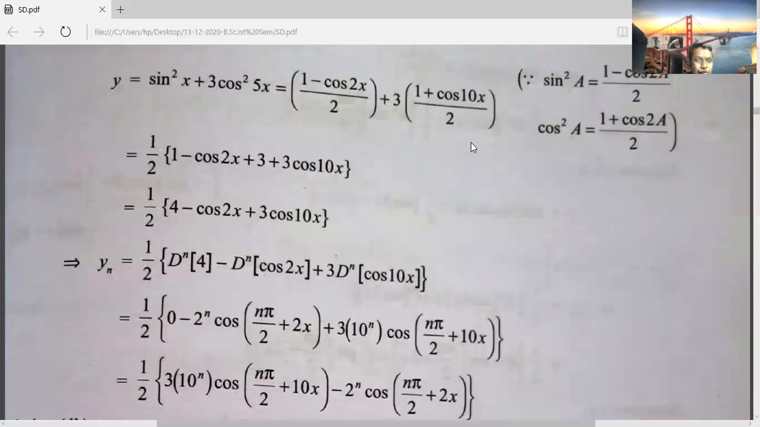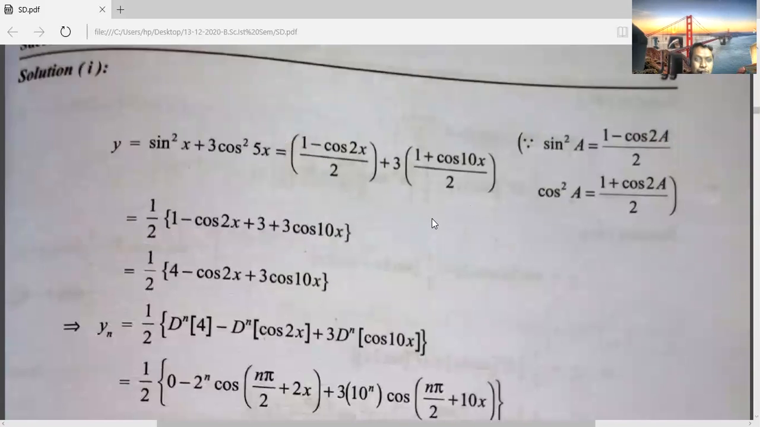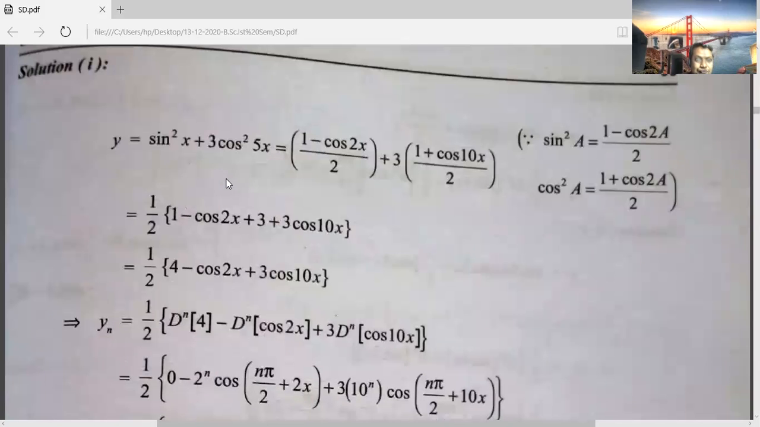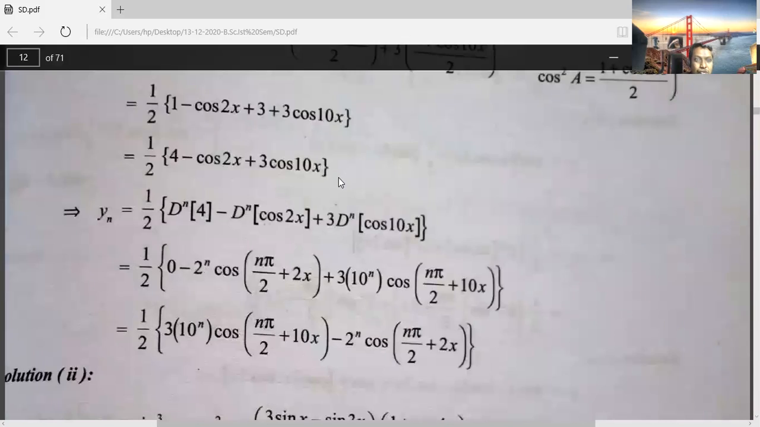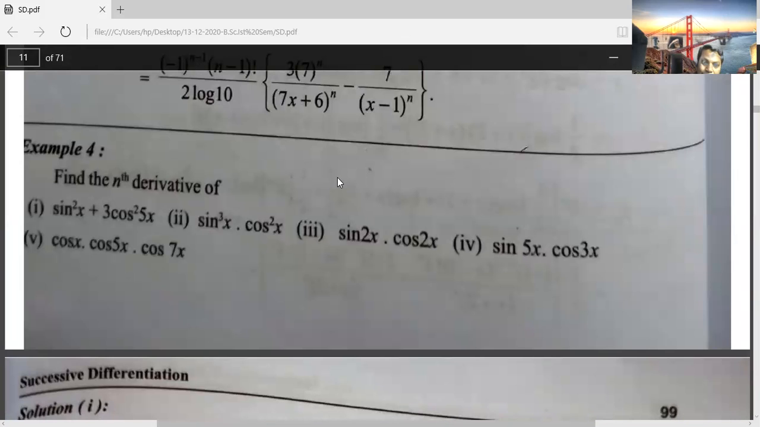Yes, sir. You saw in the previous class, you have taken this. The question is: find the nth derivative of sin square x plus 3 cos square 5x. That is already over.